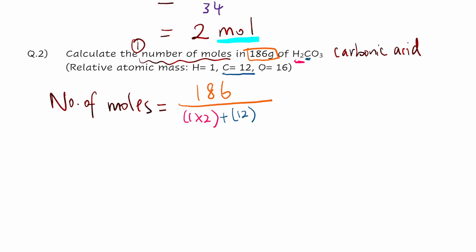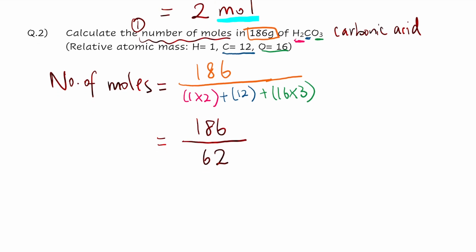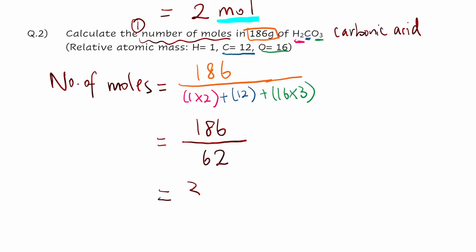And then finally, you have oxygen here. And how many oxygen atoms do you have? You have 3 of them. So 16 times 3. There you go. And then take out your calculator again. Let's do it. It's 186 over, let me take out my calculator, 16 times 3, this is 62. And then what is 186 divided by 62? You should get a very perfect answer of 3 mole.